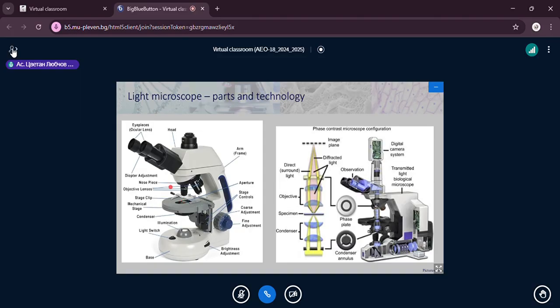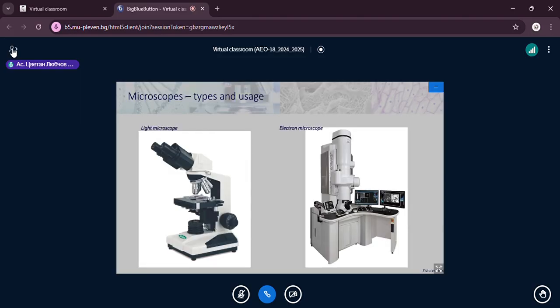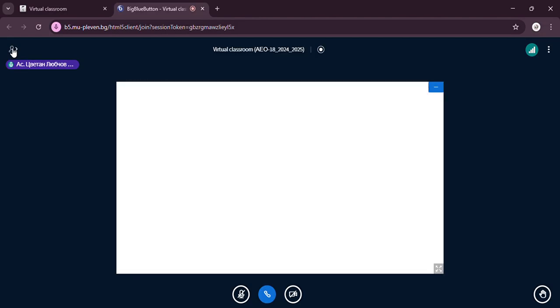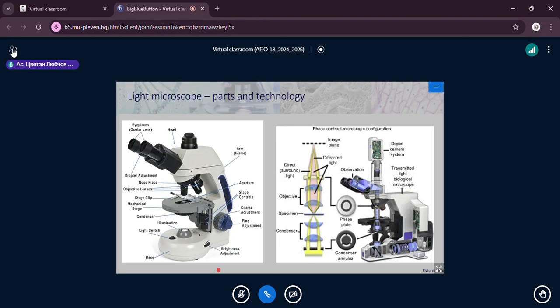But in order to focus the slides, we need to use these coarse adjustments. This one here is very important because this moves the table up and down in order to find the focus. Focus, guys, means that you need to have a sharp image. Let me show you how sharp this image is supposed to be. It's supposed to be this sharp. We want to see very defined borders of the structures, guys.